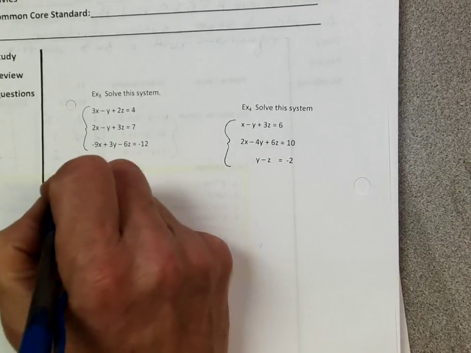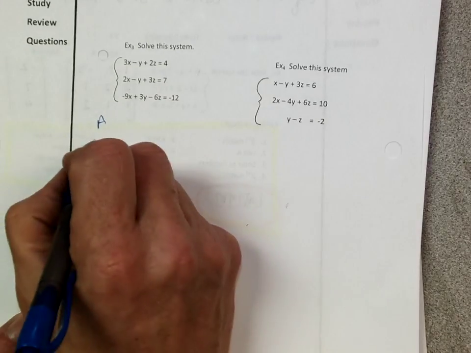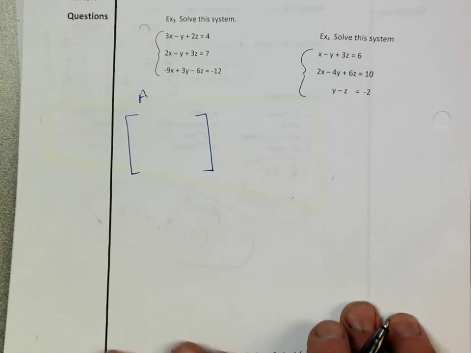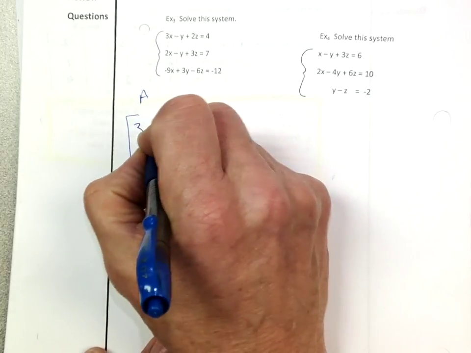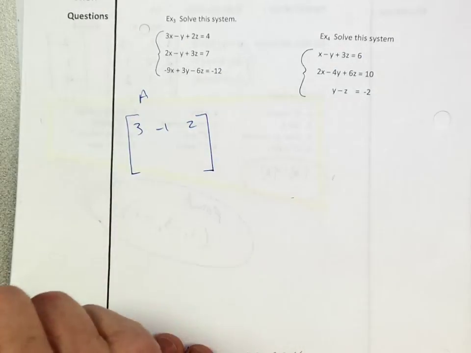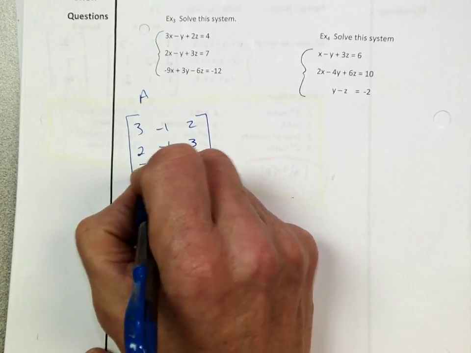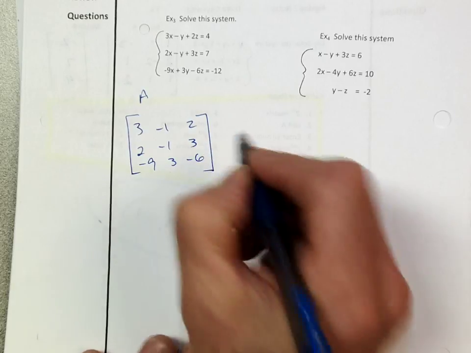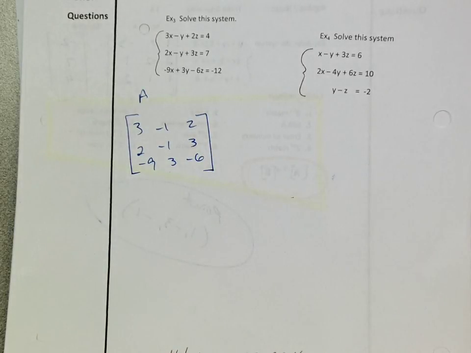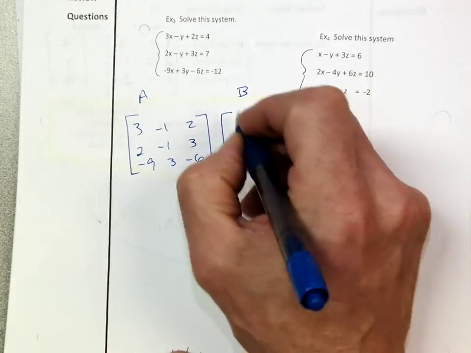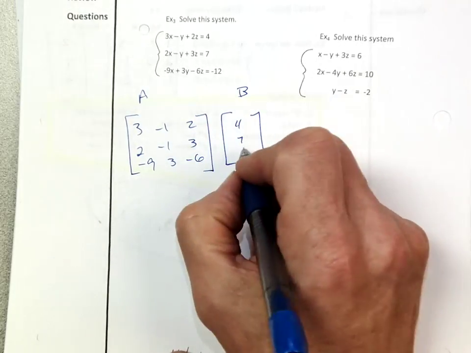Let's practice again. So, first of all, let's make matrix A, right? So we make matrix A, right? We go 3, -1, 2, 2, -1, 3, -9, 3, -6, right? There's matrix A. Don't write the x's, it's just the numbers. Don't write x, y, and z, just the numbers. And matrix B, which is 4, 7, -12.